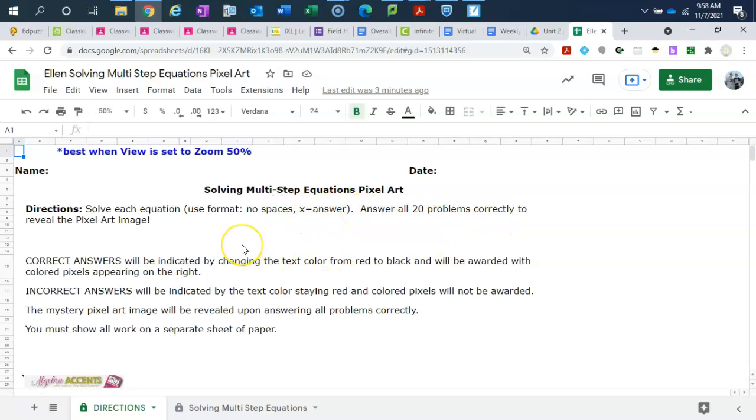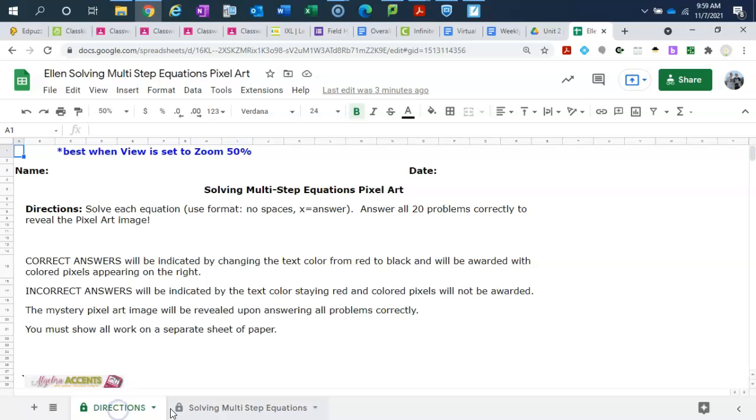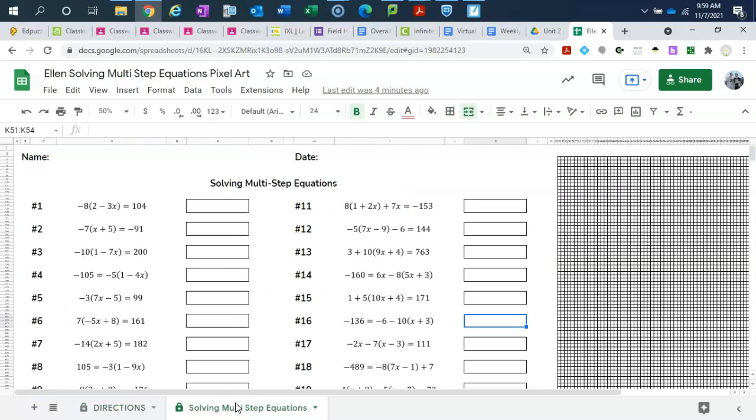As you enter the proper answers, the pixel picture will reveal itself. You'll see it change from red to black, and you will have pictures appear to the right. Answers that are incorrect will stay red, and you will not get any pixels. So if something is wrong, you need to go back and figure it out. This is what it looks like. Here are the directions.